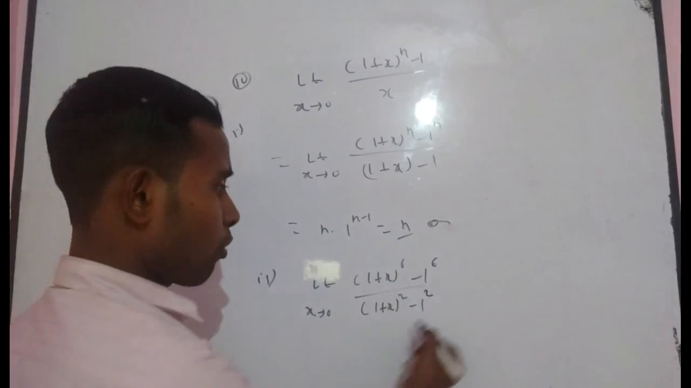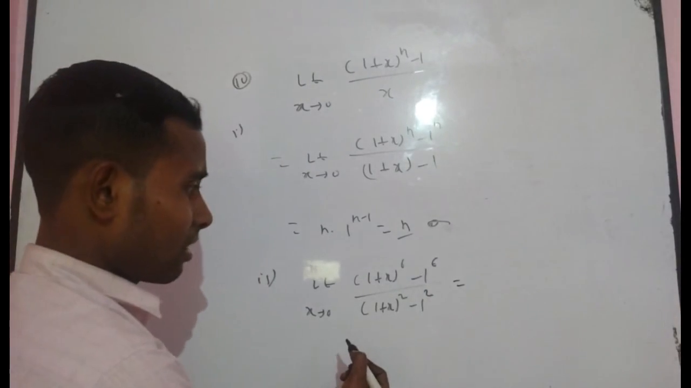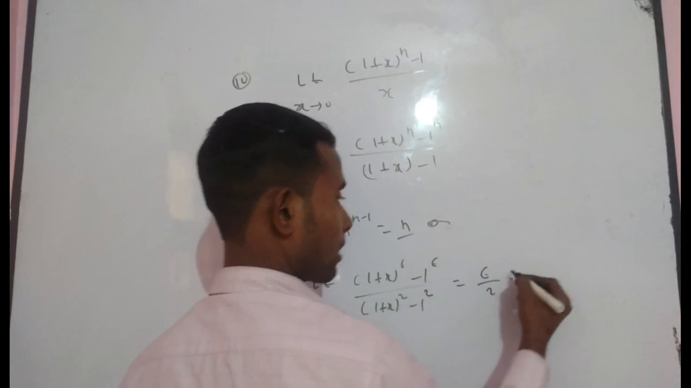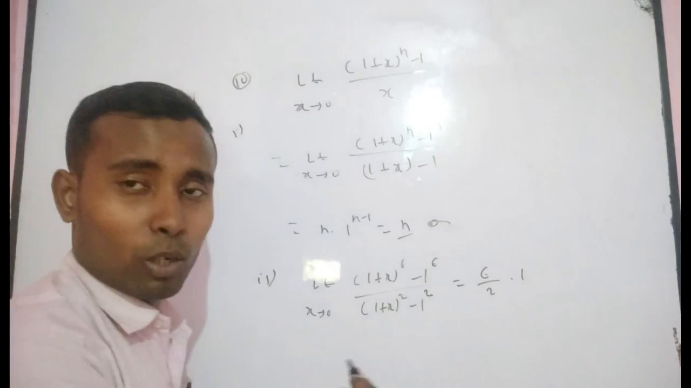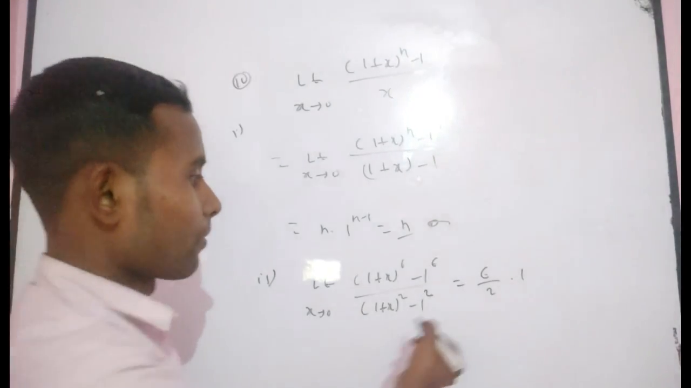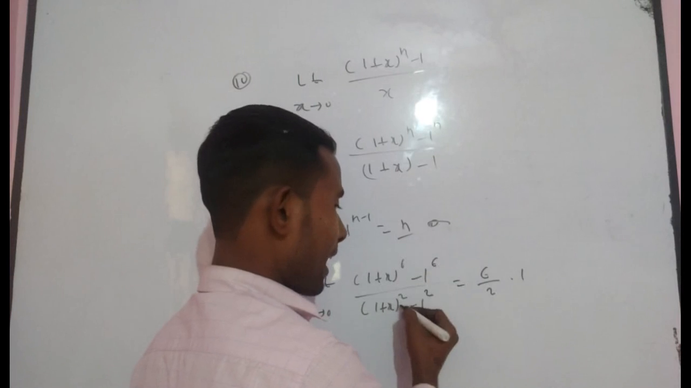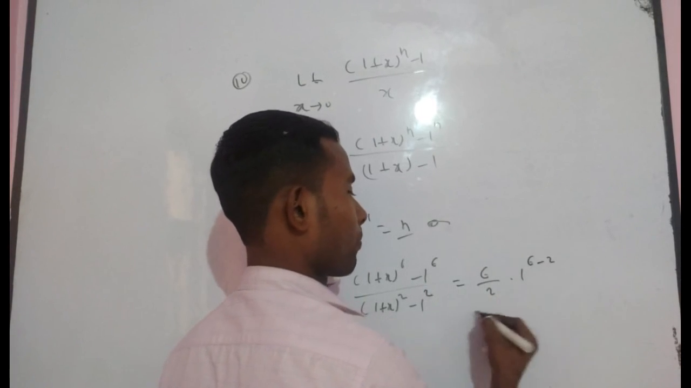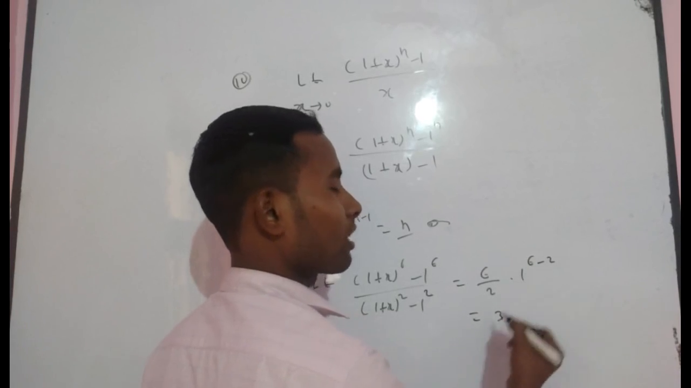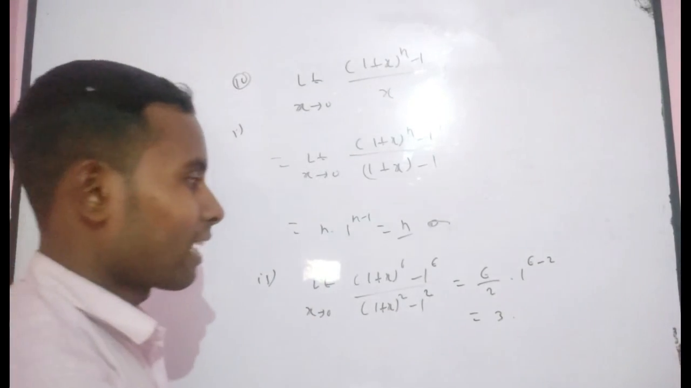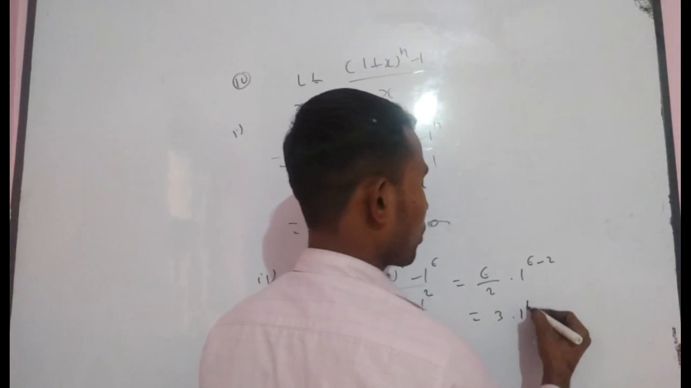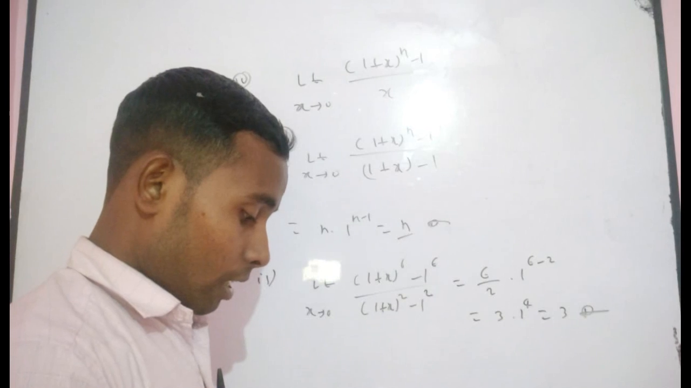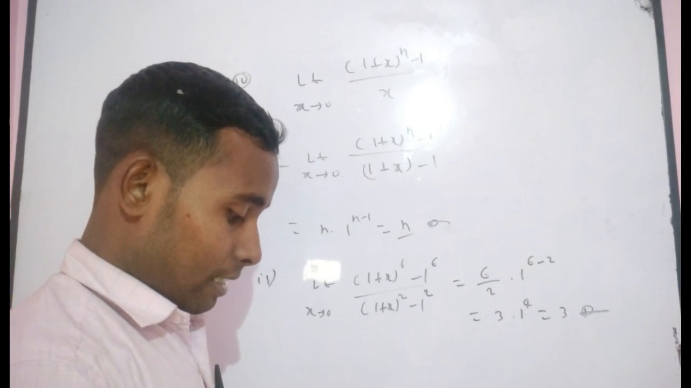If it is in this form, then simply m by n, that means 6 by 2, into a to the power m minus n, that means 1 to the power 6 minus 2. I have directly written here 6 by 2, m by n into a to the power m minus n, because in your book this formula is not given. I have already told you. So 1 to the power 4 is equal to what? I think this is also an easy problem.